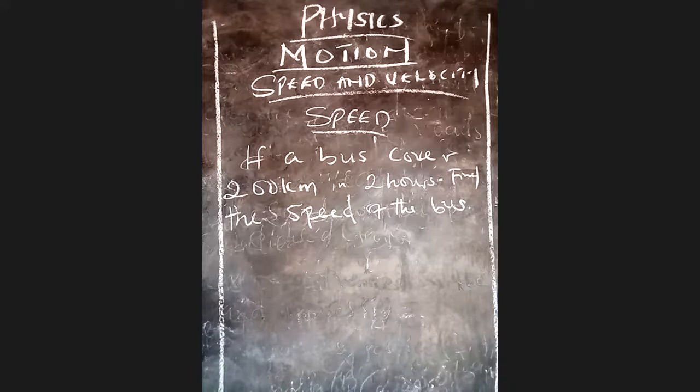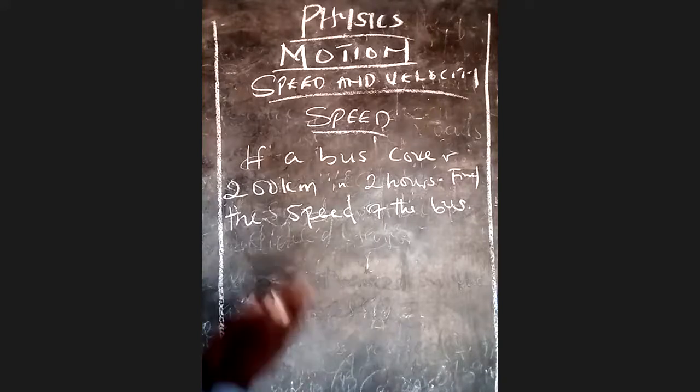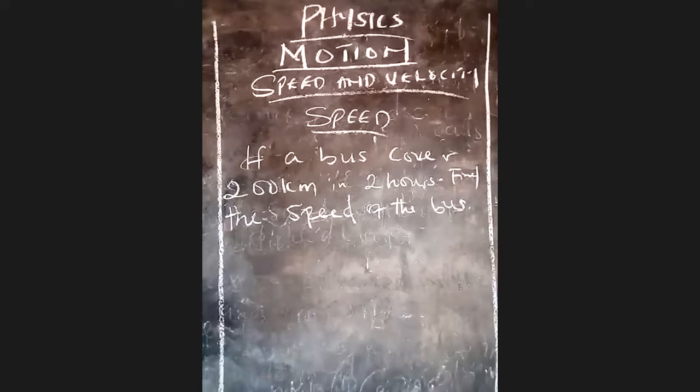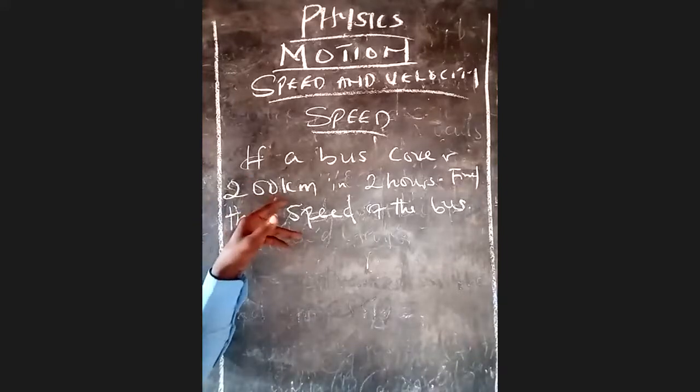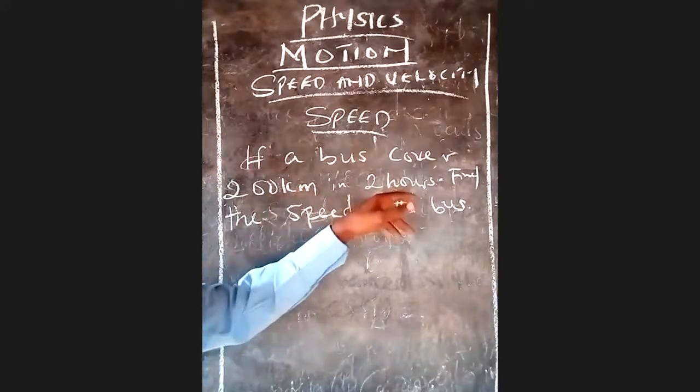How the question is given determines the answer, so you have to be very sensitive about the question. If you were asked to leave your answer in meters per second, then you leave it in meters per second. Like this one now, your answer will be in kilometers per hour because your distance was given in kilometers and your time is given in hours.